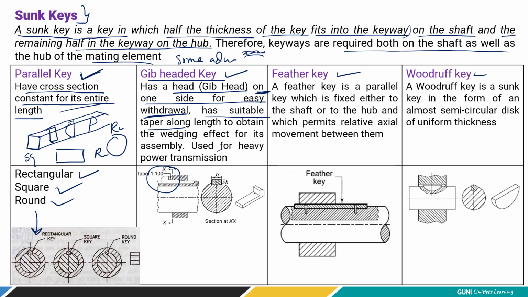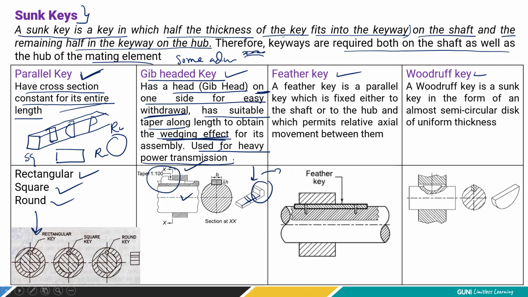So in this key, the entire length is not of one section; it is going to reduce in section, right? Its thickness keeps decreasing. This introduces a wedge effect, that is called the wedging effect. Because of that, by hammering the gib head key, you can have a tighter connection or more fastening action between the hub and the shaft, right? So this gib head helps you to take it out.